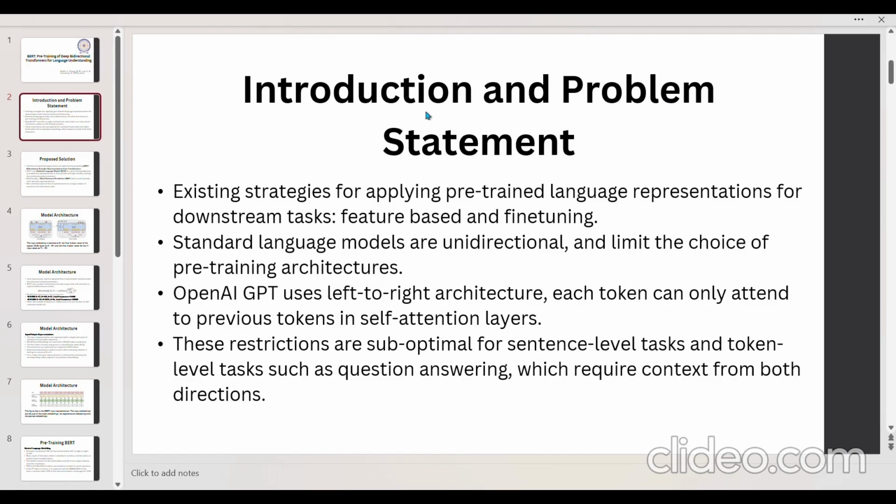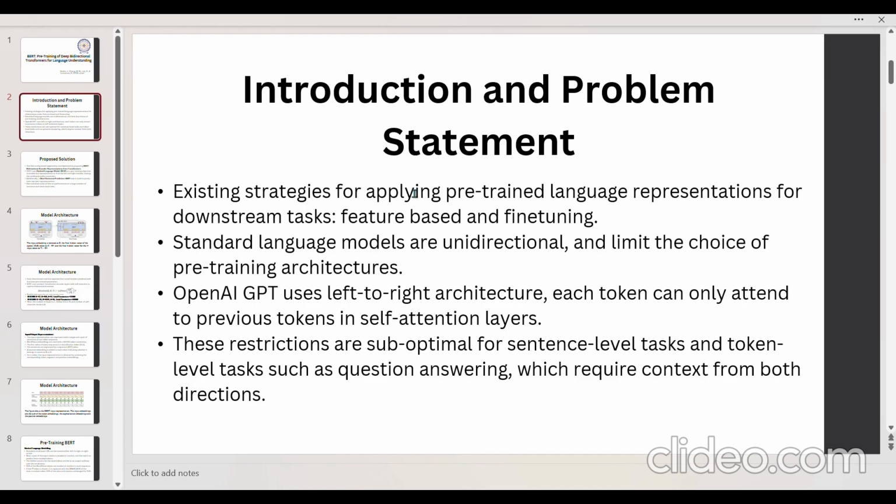So, language model pre-training has been effective in improving many natural language processing tasks. These tasks can be divided into sentence-level tasks such as natural language inference and paraphrasing. These tasks aim to predict the relationships between sentences by analyzing the sentences all at once. Another type of task is token-level tasks, such as named entity recognition and question answering. Here, the models are required to produce a fine-grained output at the token level.